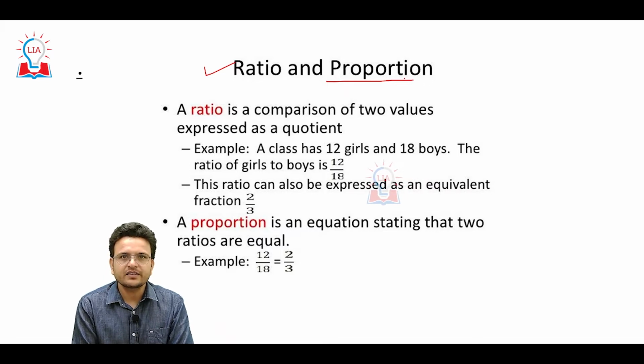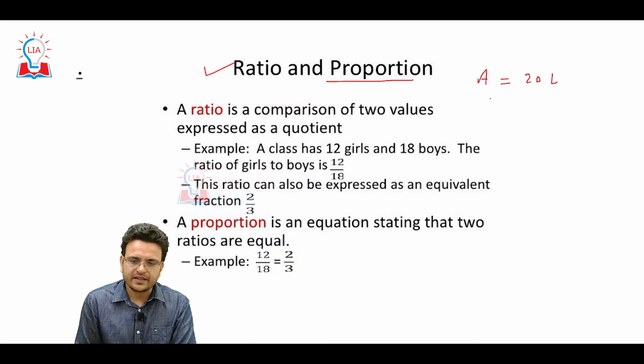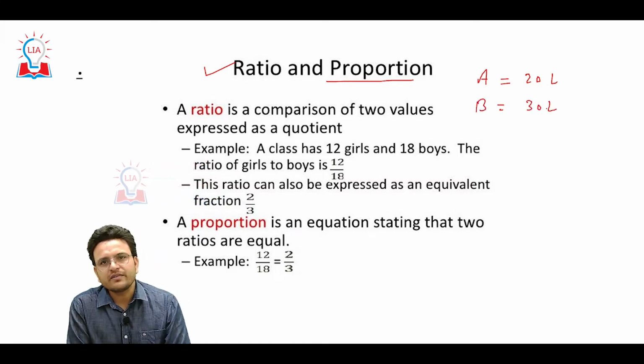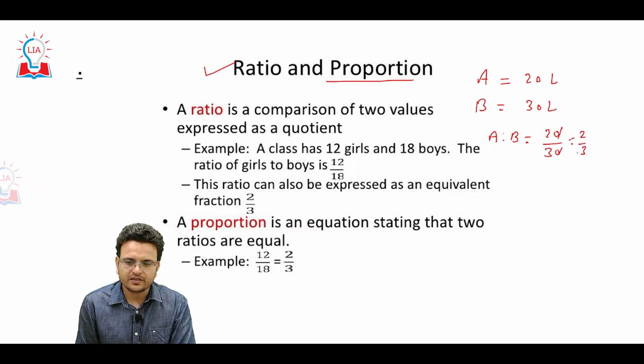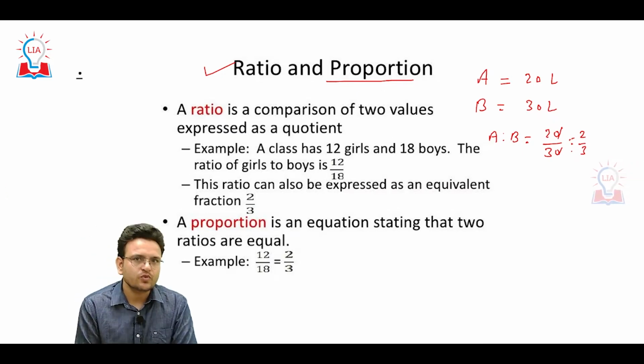Ratio is nothing but a comparison between two quantities. Consider container A has 20 liters of milk and container B has 30 liters of milk. Then what is the ratio between A and B? Simply, we can say that it will be 20 upon 30, or 2 upon 3. So ratio is simply a comparison of two quantities.